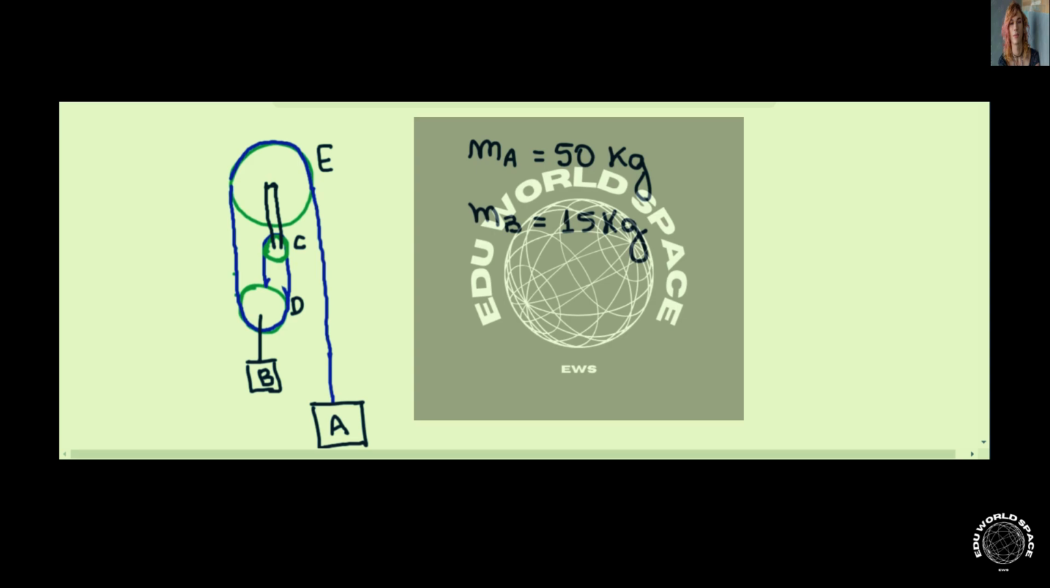solve problems that involve multiple pulleys. First, we need to remember that the tension in the same string is the same, meaning that the tension propagates throughout the string. Okay, and in this we assume that the string is massless and also that the pulley is massless.